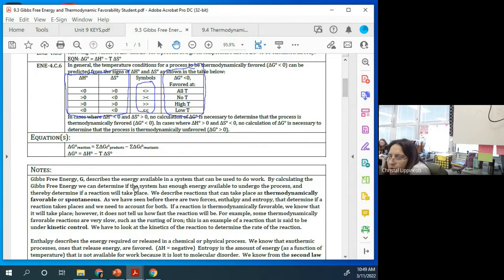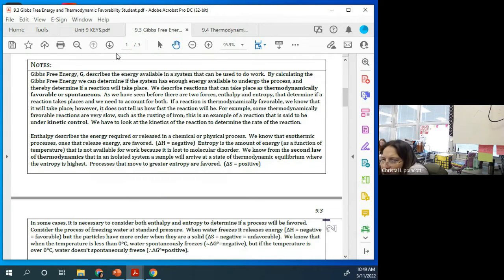Okay? So like I was saying, the Gibbs free energy is the energy available in a system that can do work. By calculating the Gibbs free energy, we can determine if the system has enough energy to undergo the process and is therefore thermodynamically favorable. Again, we don't want to really use this term spontaneous because that tends to kind of muck up the works. People think that the thing is going to happen. Boom, it happened.